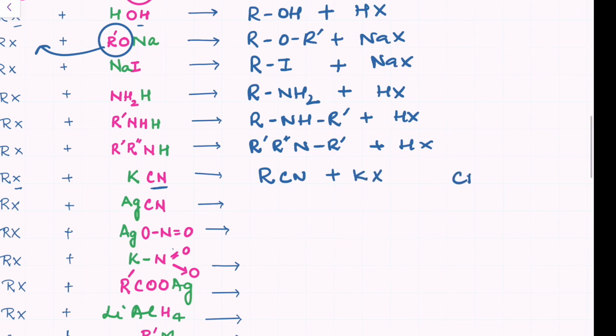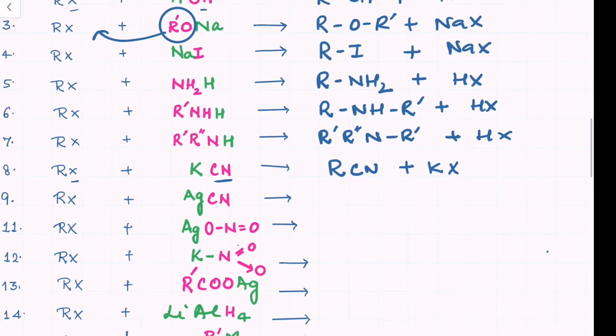KX. Let me tell you, CN minus is an ambident nucleophile. That is, it can get attached via C also or N also. But in this reaction, it will get attached via C, giving you nitrile, because the C-C bond enthalpy is greater than the C-N bond enthalpy, right? Now in the second one, what happens? The structure of AgCN is covalent. Here the bond is attached, so the lone pair on nitrogen is available and makes the reaction. So what you get is RNC plus AgX.